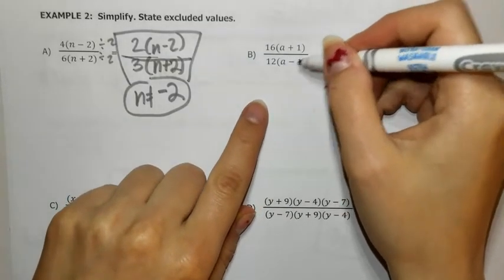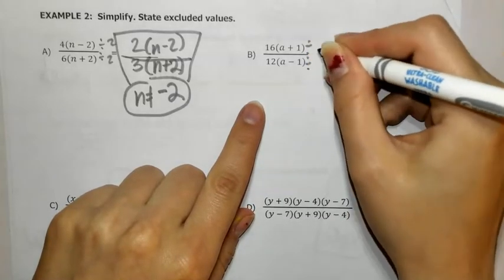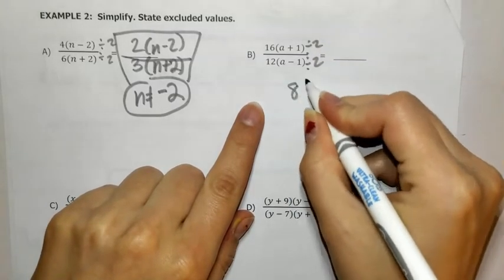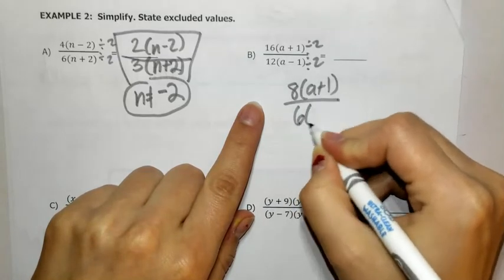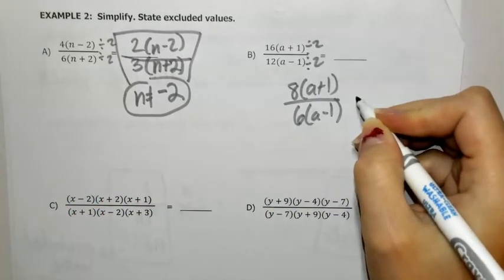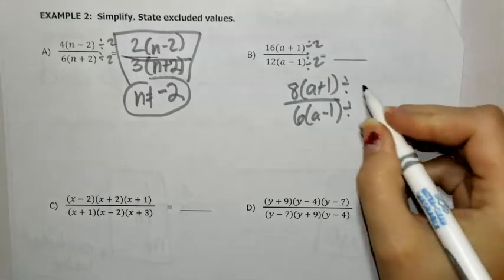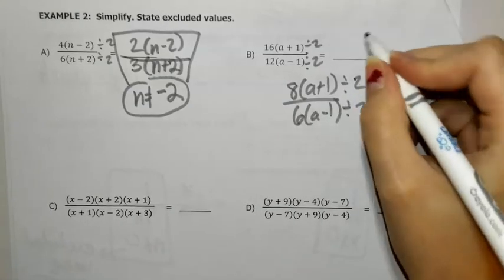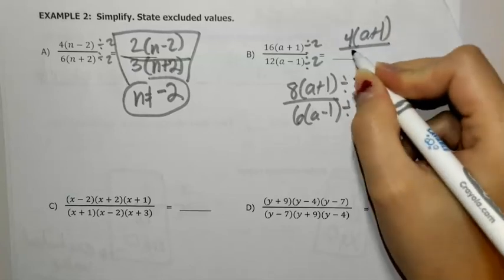16 times a plus 1 over 12 times a minus 1. What can we divide these by? Okay, we can divide by 2. So we have 8 times a plus 1 over 6 times a minus 1. Is there another thing you can divide these by? 2 again. 8 divided by 2 is 4, and then 6 divided by 2 is 3.